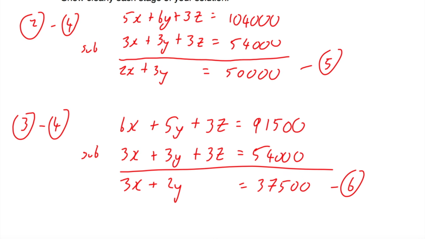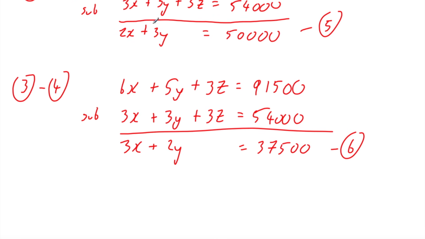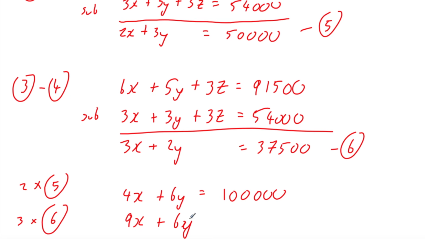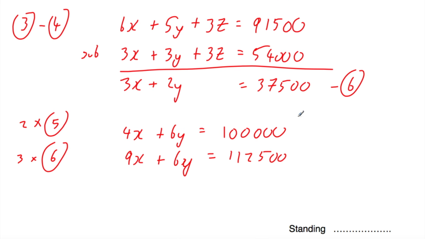Okay, now if we have a look at equation 5 and equation 6, we want to cancel out the x's or the y's. I'm going to double equation 5, so 2 times equation 5 would be 4x plus 6y equals 100,000. And I'm going to do 3 times equation 6, so 9x plus 6y equals 37,500 times 3, and that's equal to 112,500.